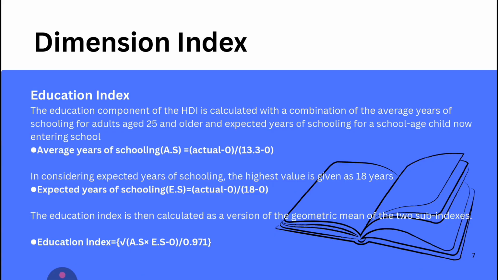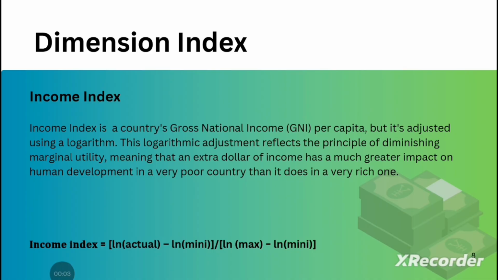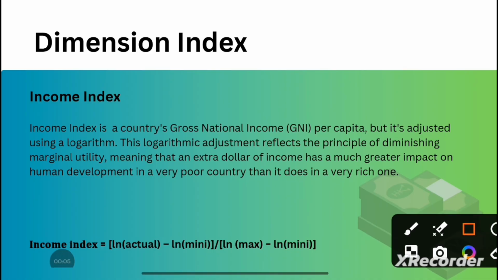Now let's move on to our next index, which is the income index. The income index mainly uses gross national income per capita, but it is adjusted using a logarithm. So why do we adjust it using logarithms? To reflect the principle of diminishing marginal utility, meaning that an extra dollar to a poor person means much more than a dollar to a rich person. Here we can see the equation for the income index.